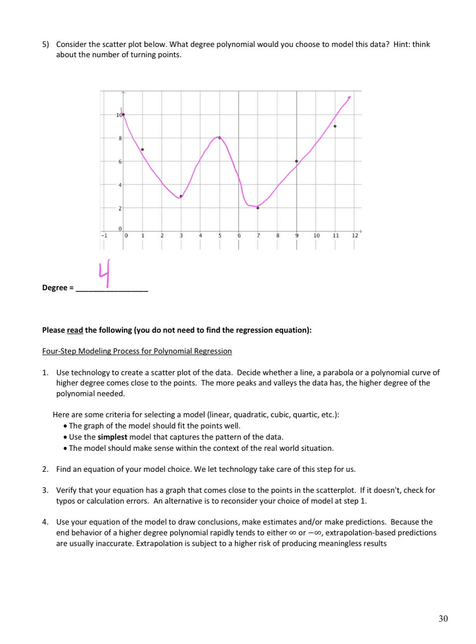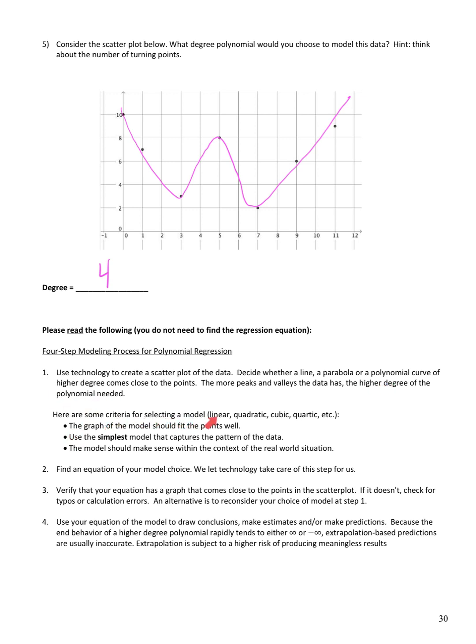The 4-step modeling process for polynomial regression. So step 1, we use technology to create a scatter plot of the data. So up here, that's what we started with, a random scatter plot of the data. And then we decide whether a line, a parabola, or a polynomial curve of higher degree comes close to the points. In this case, we said in order to capture the behavior of this data, we would need a degree 4 polynomial. Because the more peaks and valleys data has, the higher the degree polynomial you need.